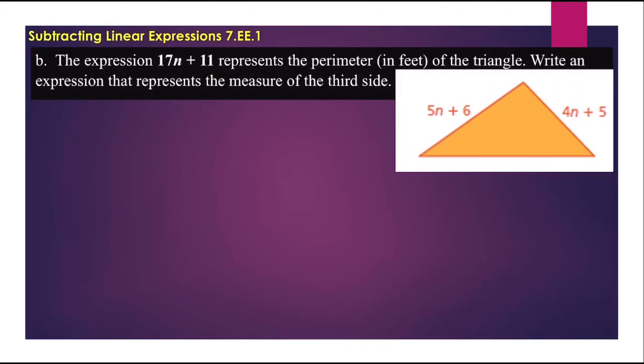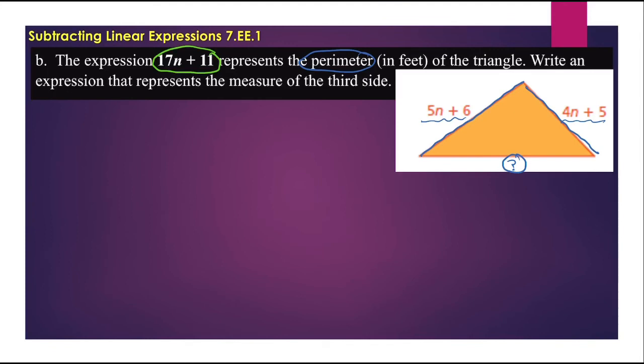For this particular example right here, we've got the expression 17n plus 11. Now, that represents the perimeter of that triangle. Remember, perimeter is when you add up all the sides of the triangle. So we add up this side, which is 5n plus 6, plus this side, which is 4n plus 5, and then we have this side, which we don't know. That's what we're going to have to figure out here. But we know that all three of those sides add up to a perimeter that is 17n plus 11.